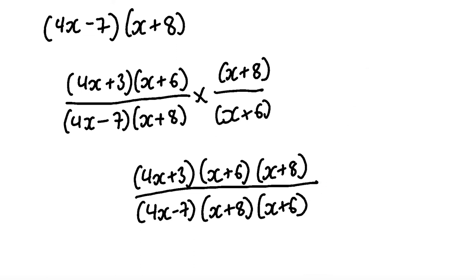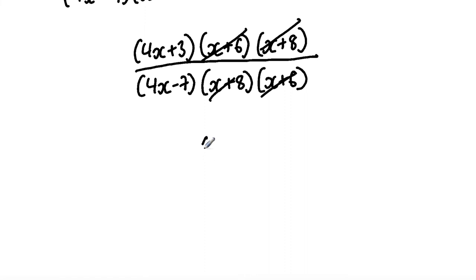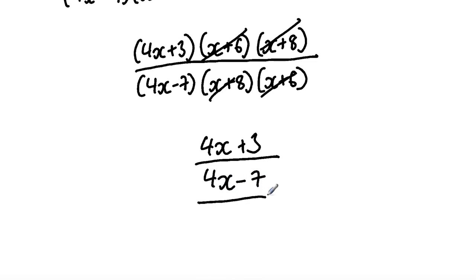Now I can simplify further by cancelling out the x plus 6 from the numerator and denominator, and also cancelling out x plus 8 from the numerator and the denominator. So what we're left with is 4x plus 3 over 4x minus 7, and that's our final answer.